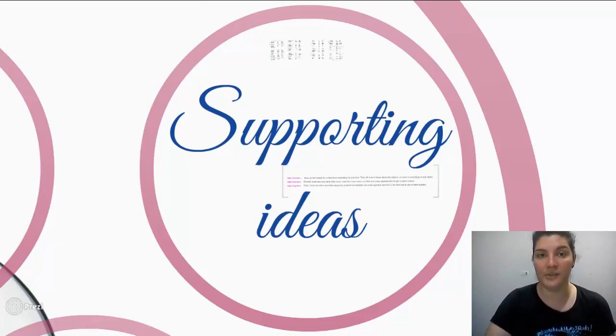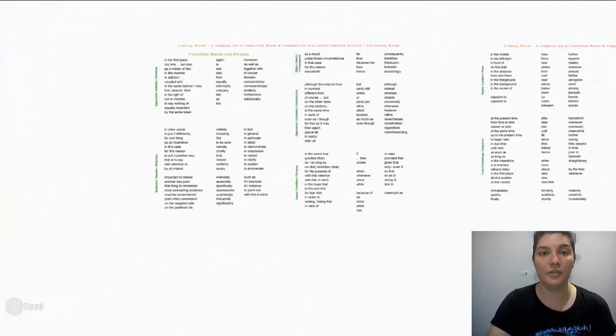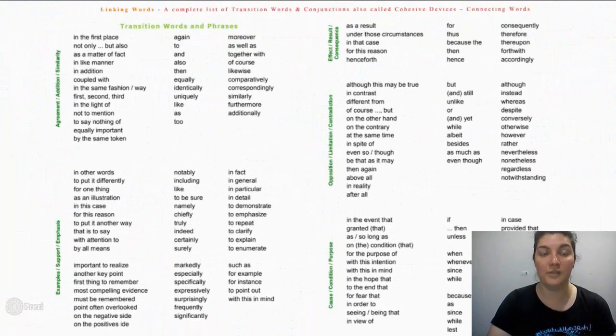Here we have examples of supporting ideas from the previous paragraph. In this example, we can see 3 supporting ideas, and please note they are made up of simple sentences and compound sentences. Complex sentences may also be included. In addition, don't forget to use transition words and phrases to connect or join your ideas. Here you have 2 examples of transition words, linking words, or phrases you can use to connect or join your ideas within your sentences.